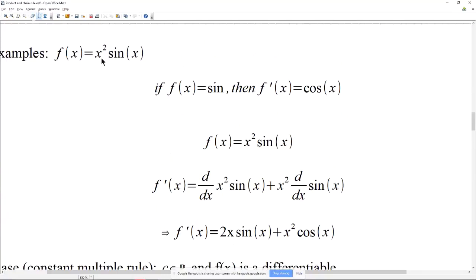They don't realize they have to apply the product rule, because this is a product of two different things. It's x squared times sine x, so this is just implicit multiplication. That's all it is. Okay, are we all caught up?